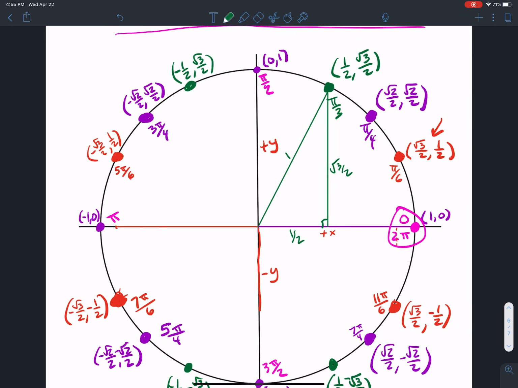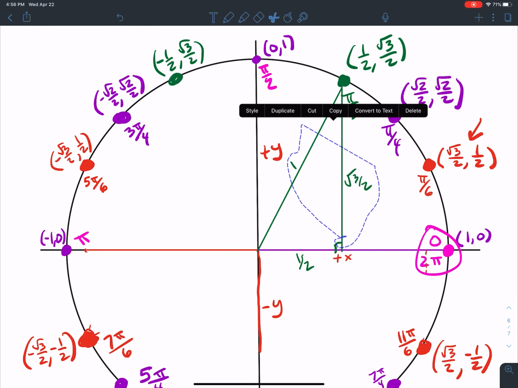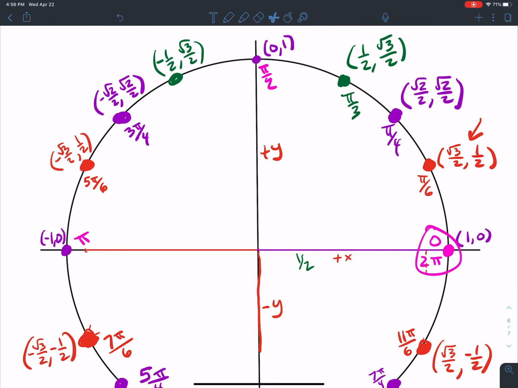All right, so this was pi over 3 here. Okay, so that was pi over 3 there. Then what is this going to be here? Okay, that's going to be another 30 degrees past, so that's 2 pi over 3.